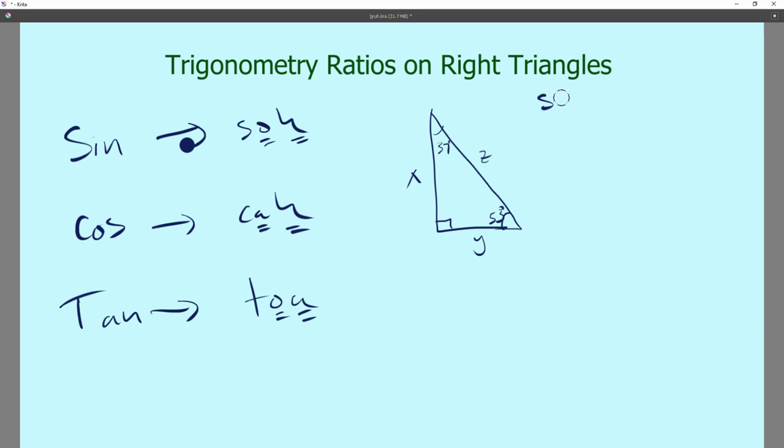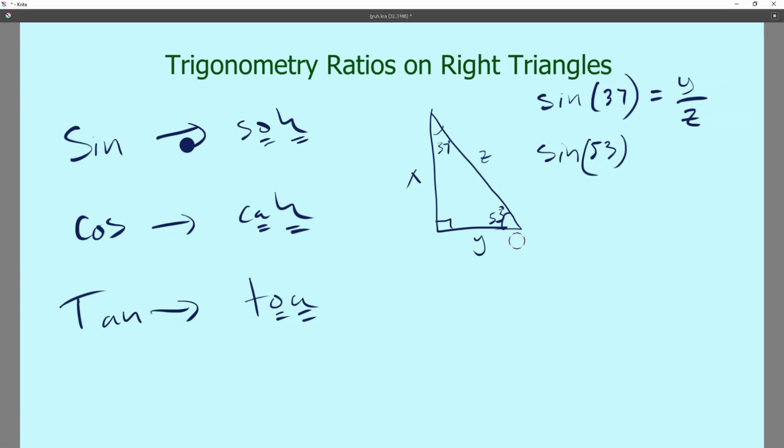Okay, so if I want sine of 37, that is just the ratio of the opposite side over the hypotenuse. So it's got to be y over z. Okay, that's what trig functions are. It's just a ratio of the two sides inside a right triangle.